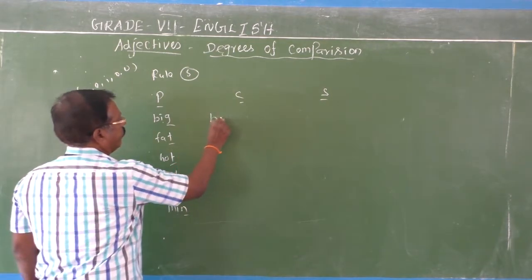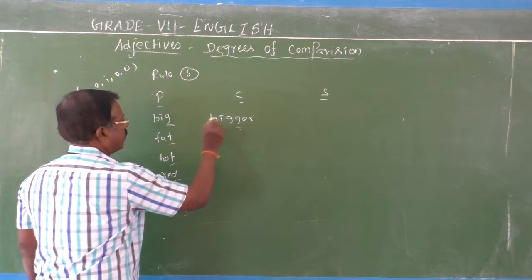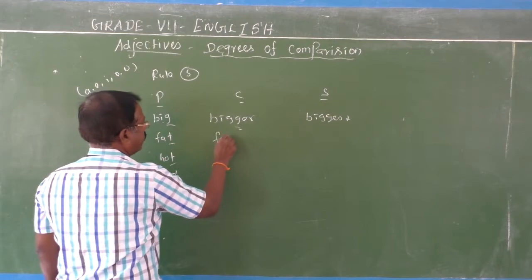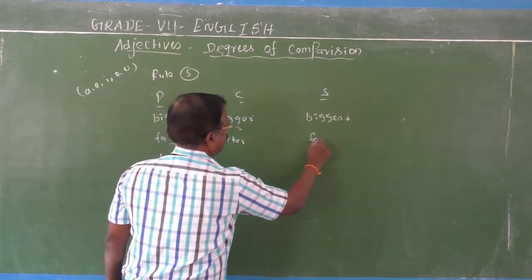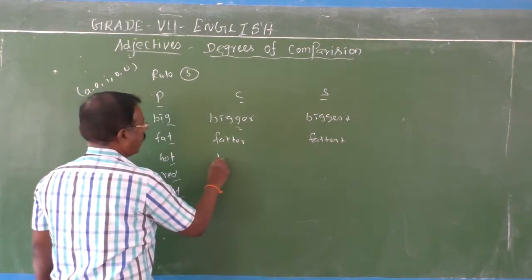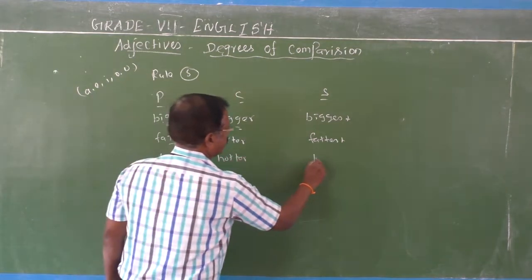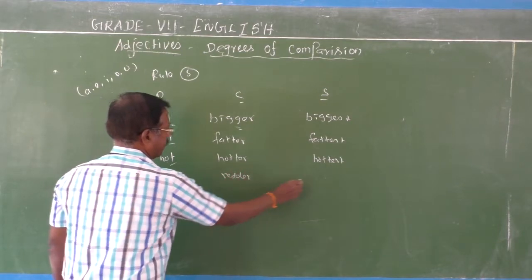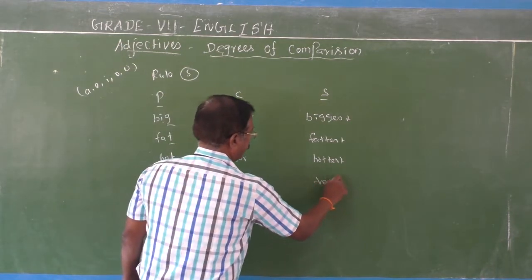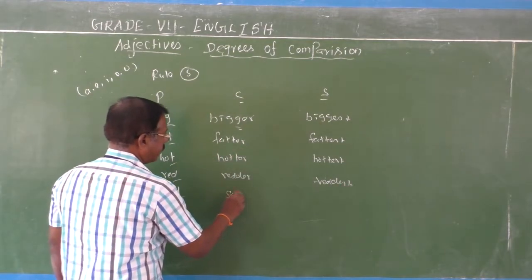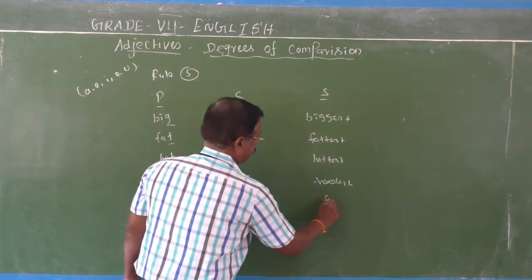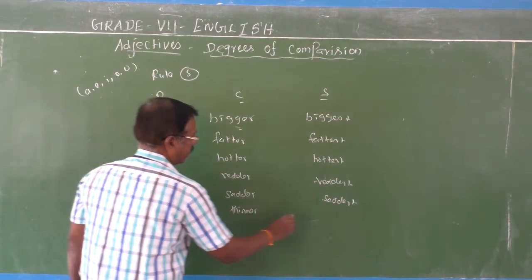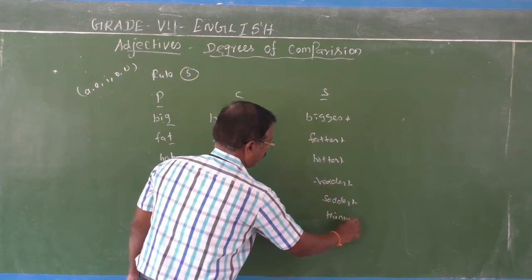See, big, bigger, biggest. The last consonant is doubled. Fat, fatter, fattest. Okay. Then hot, hotter, hottest. Red, redder, reddest. Sad, sadder, saddest. Thin, thinner, thinnest.